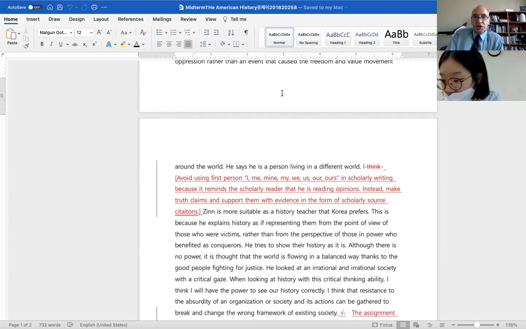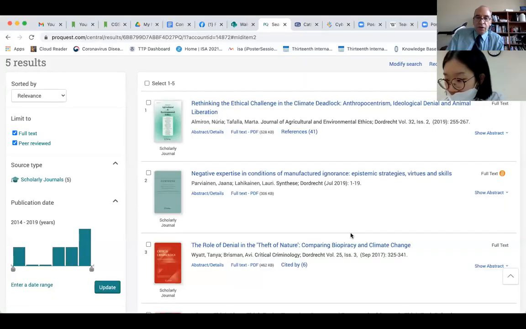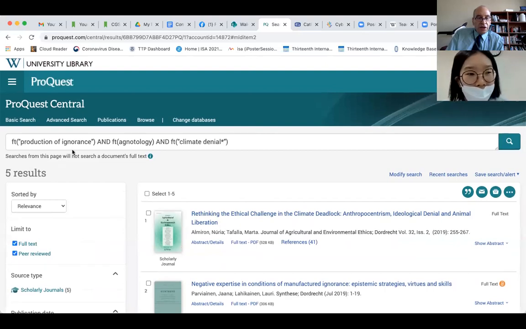I think I showed you this in class. If I show you what I mean by scholarly peer-reviewed sources, let me share this screen with you. This is a place I've been working on today to look for information. I looked up production of ignorance, agnotology, and climate denial, and you can see it says here peer-reviewed. That's like the Zinn textbook.